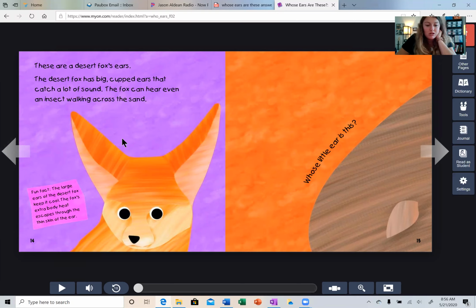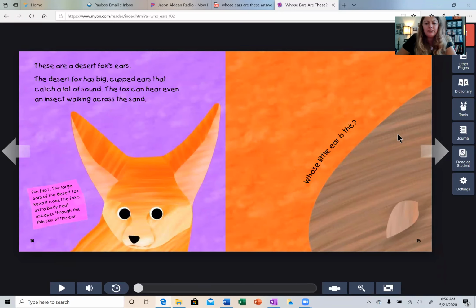That's so cool. Okay, let's read our fun fact. The large ears of the desert fox keep it cool. The fox's extra body heat escapes through the skin of the ear. That is interesting. Okay, next page.